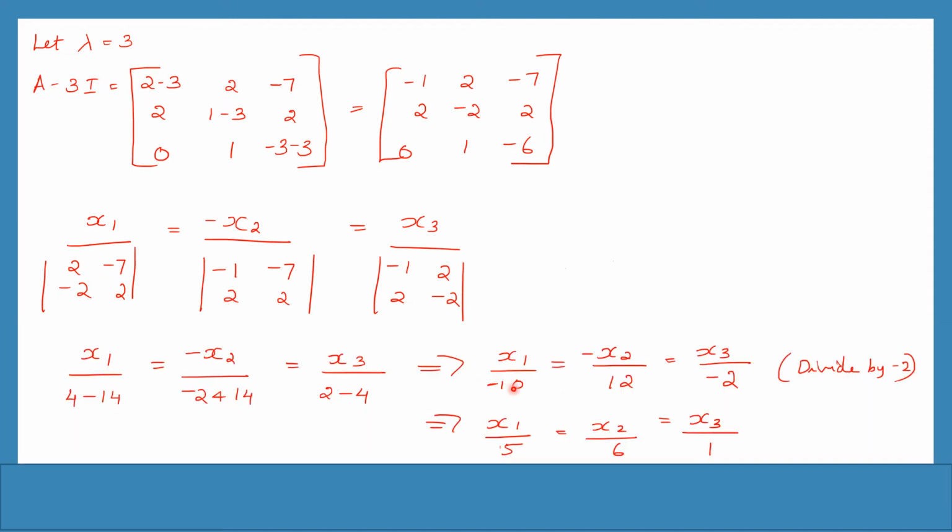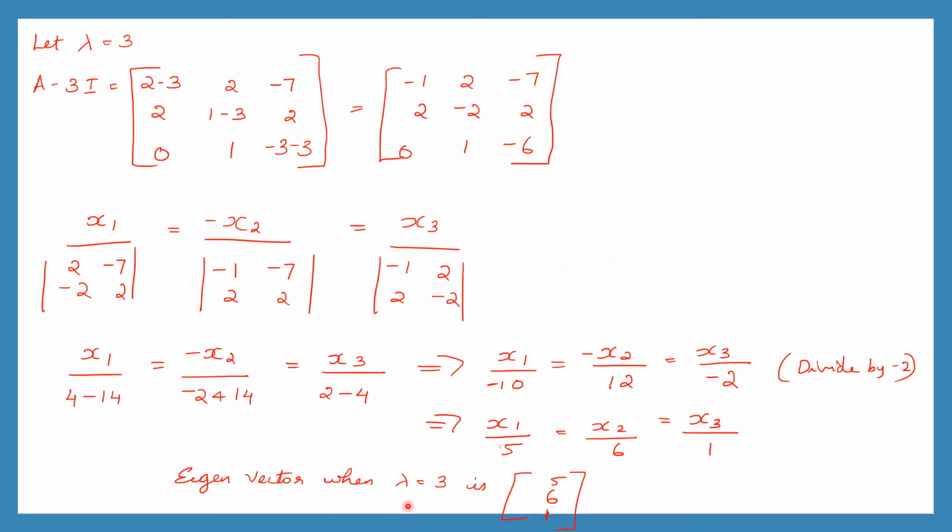And after evaluating, it will become x1 by minus 10 is equal to minus x2 by 12 equal to x3 by minus 2. So we are having a minus 2 common in the denominator value. So we divide the equation, or divide the corresponding statement, by minus 2. It will become x1 by 5 is equal to x2 by 6 equal to x3 by 1. So our second eigenvector is obtained. So eigenvector when lambda equal to 3 is 5, 6, 1.